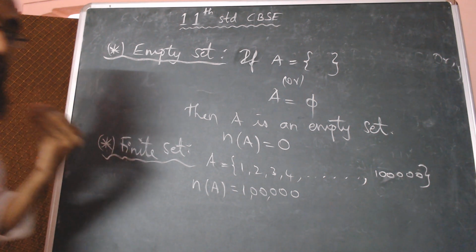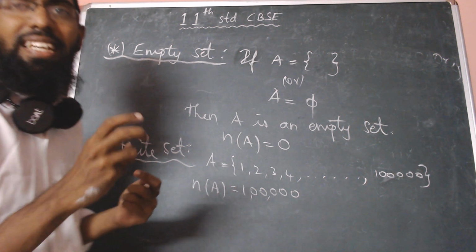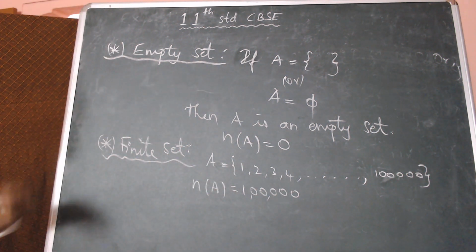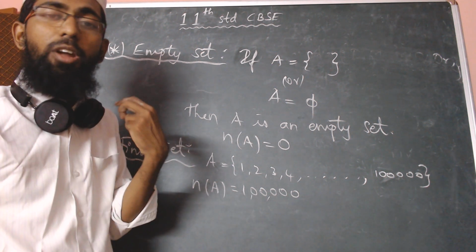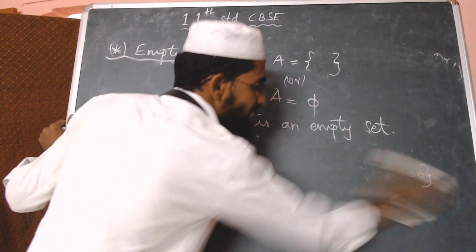The next is infinite set, the opposite, the negation of this. When a set is said to be infinite, just the opposite of it: if the number of elements in a set is not a definite number, we don't know how many elements are present in that set, then only we call it an infinite set, right?